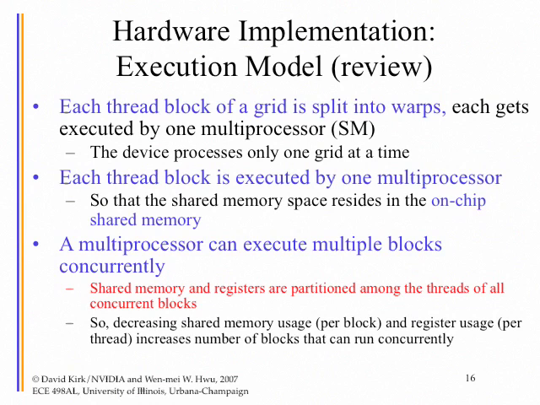A multiprocessor also has shared memory, and the shared memory capacity is 16K bytes. If you exceed that number, the same thing happens. The number of blocks that can run on a multiprocessor will be reduced.